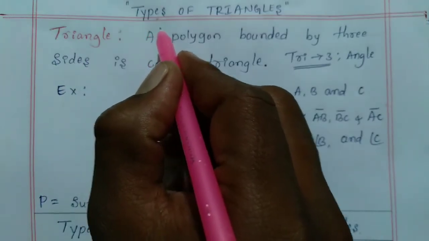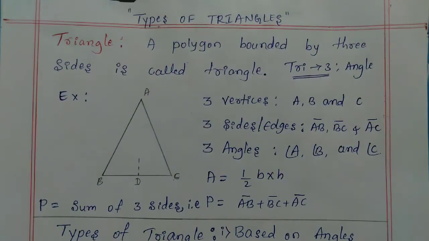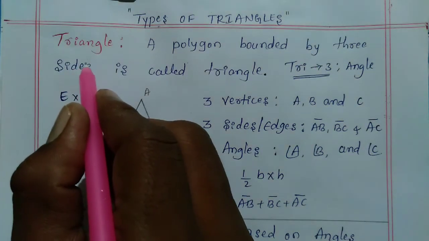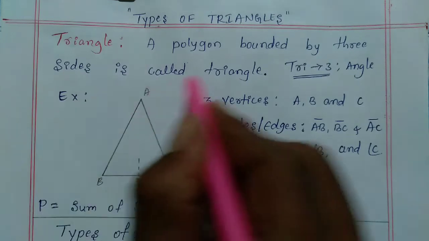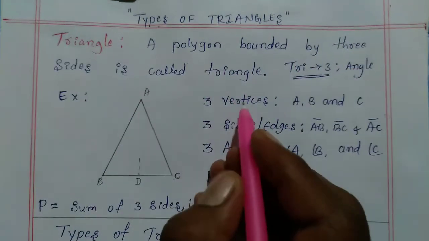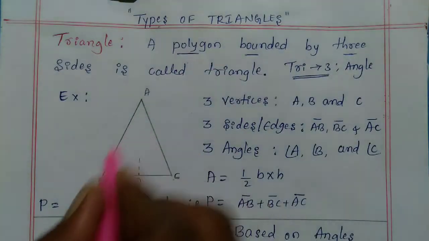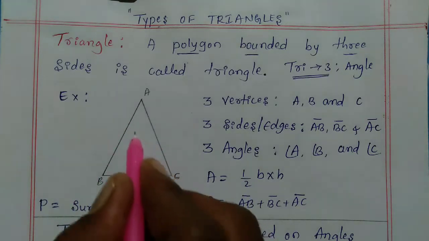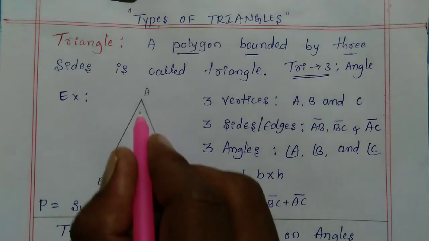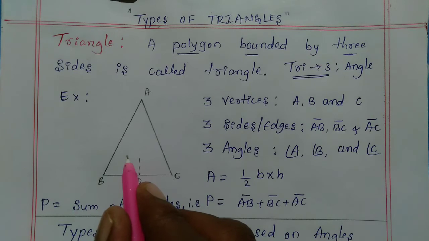Today I will discuss one of the very important topics, that is types of triangles. First I will explain what is meant by a triangle. A polygon which is bounded by three sides is called a triangle. This is one polygon bounded by three sides: one is AB, next is BC, and AC. This is called a triangle.